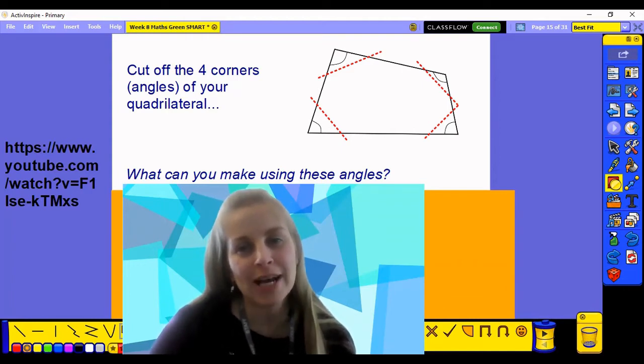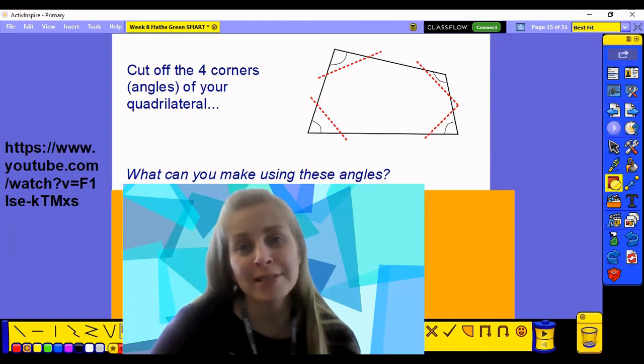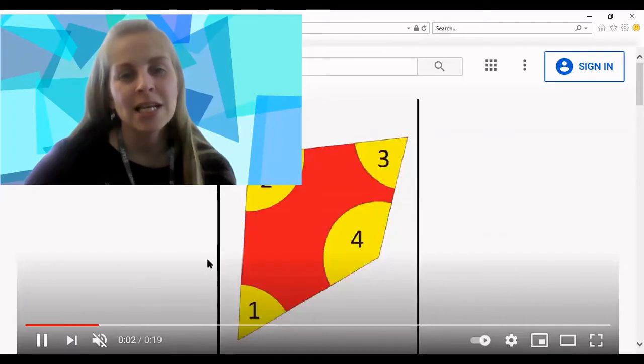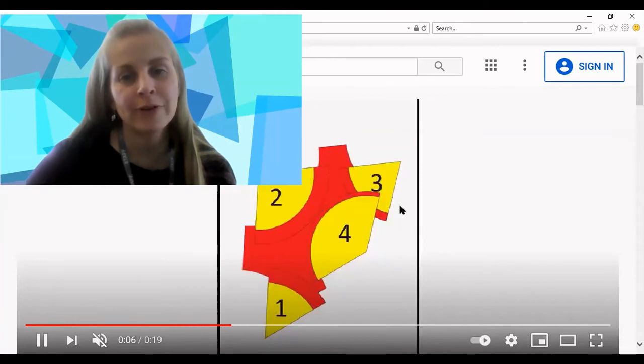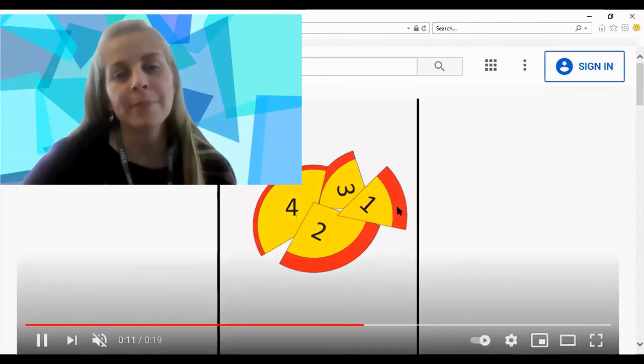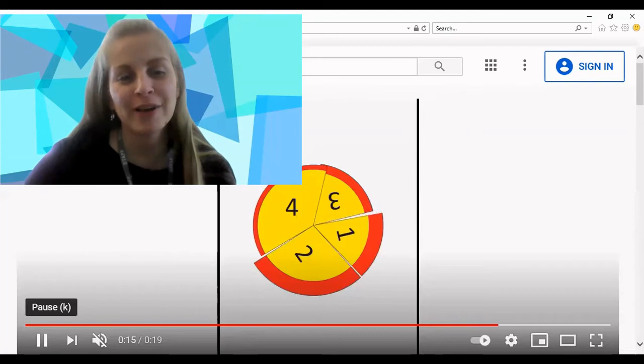So make yourself a quadrilateral, any four-sided shape, cut off the vertices, cut off the corners, cut off those angles and reconstruct them to see what you can make. So in this case, we haven't labeled it with letters. We've just got numbers there for each of the vertices, for each of the angles that we're talking about. And you can see it being very slowly rearranged into, well, you might have had the same success, a circle shape.